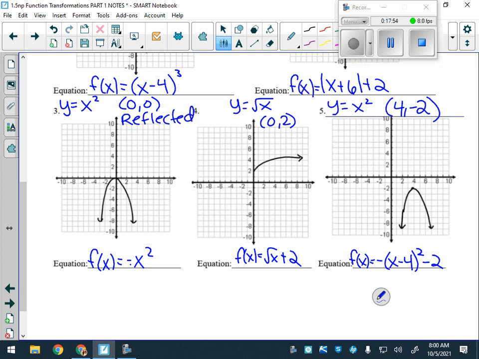Perfect. Nice job. How many of you guys got that? Great. Good job, you guys. Okay. So nice job with coming up with the equations.